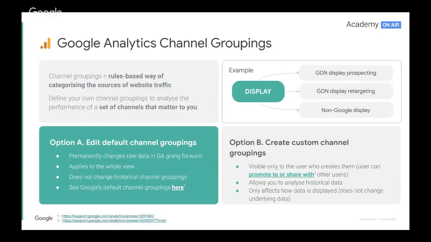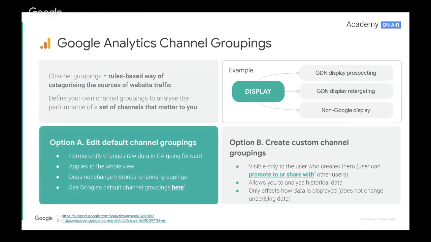So again, with option A, this is where you're editing the default groupings. This is where it's going to permanently change the raw data in Google Analytics going forward, and it's not possible to fix mistakes in the past. It will also apply to the whole view. So going back to the beginning where we were talking about creating different views, this is one I would probably go ahead and test in that test view before you apply it to any other views that you might want to measure it in. This also doesn't change any of the historical channel groupings. It will just change the data moving forward. And finally, you'll be able to use this channel grouping via the API in BigQuery, and then in the standard channel reports in the UI.